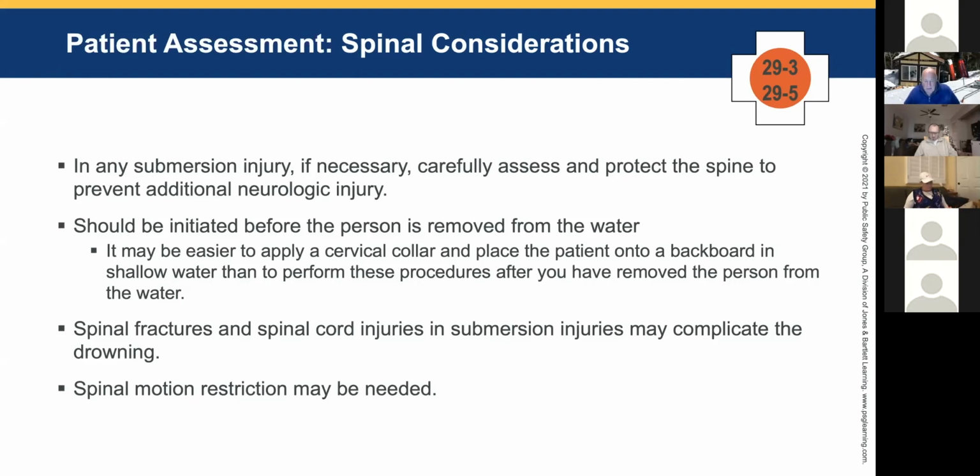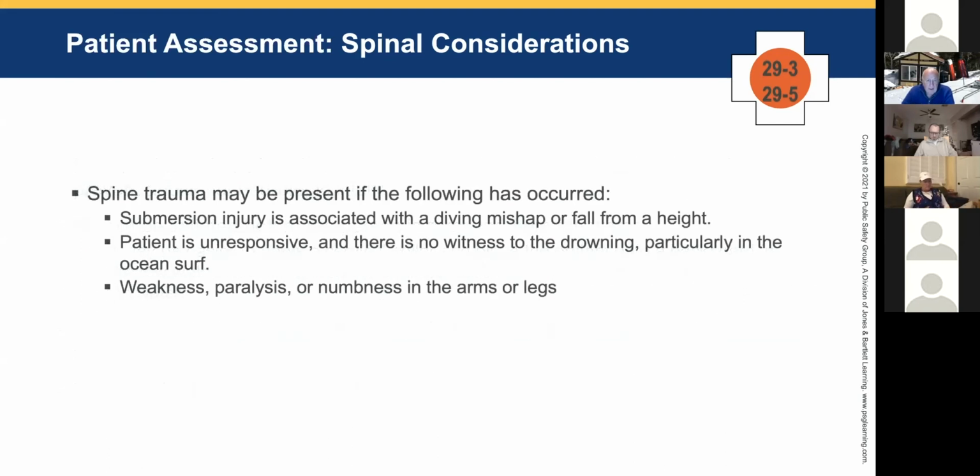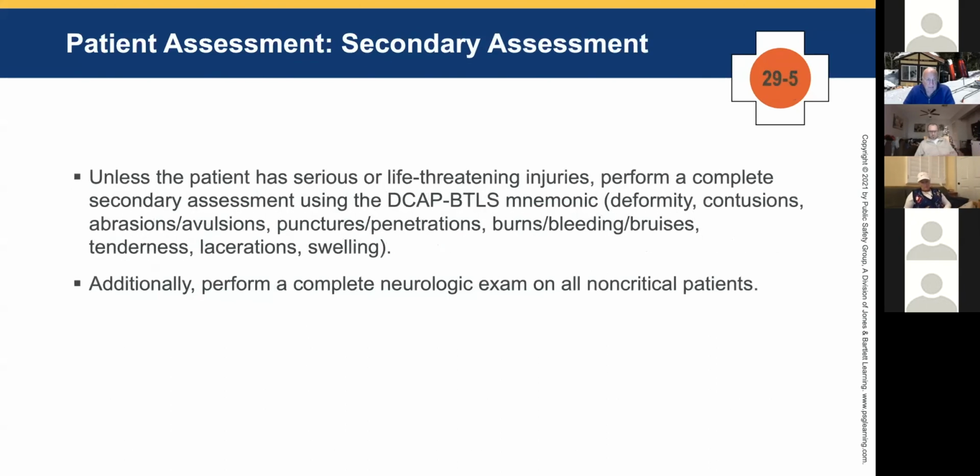Again, we're talking about somebody dives in, hits their head. We're talking about spinal fractures, spinal cord injuries may complicate drowning. Spinal motion restriction may be needed. Spine trauma may be present if the following has occurred. Submersion is associated with a diving mishap or fall from height. If the patient is unresponsive, there's no witness to the drowning, particularly in ocean surf. And if we see symptoms such as weakness, paralysis, or numbness in the arms or legs.